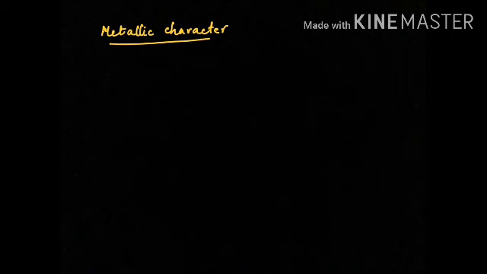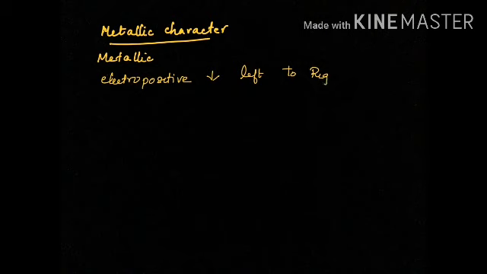So the next property is the metallic character. All the transition elements are metallic in nature. But their metallic character will get decreased. That is, their electropositive character decreases when we move from left to right in a transition series. Electropositive means we know that metals are electropositive in nature. So their electropositive character will get decreased from left to right in a transition series.